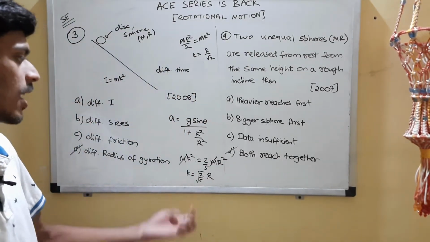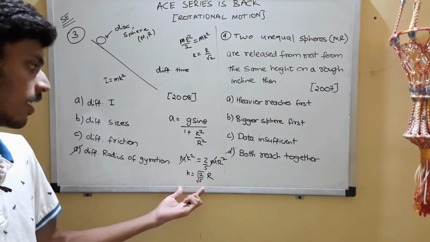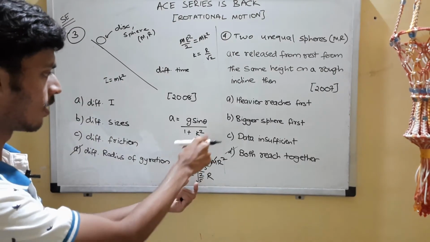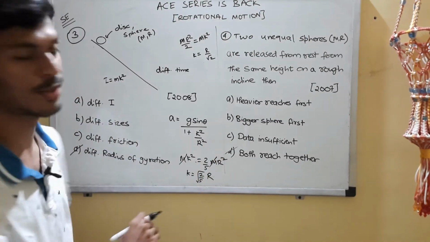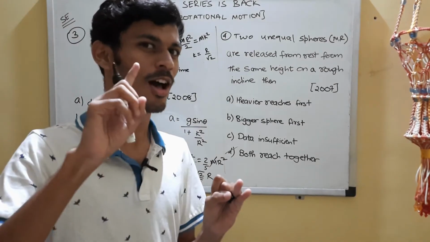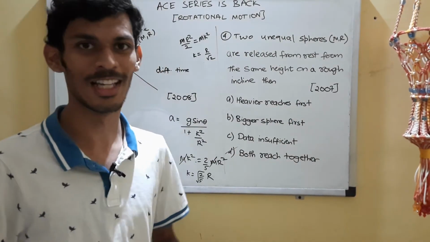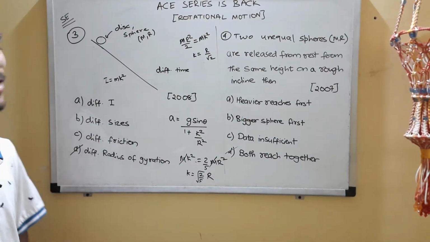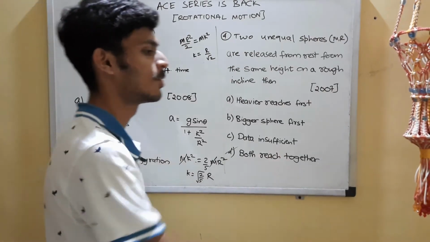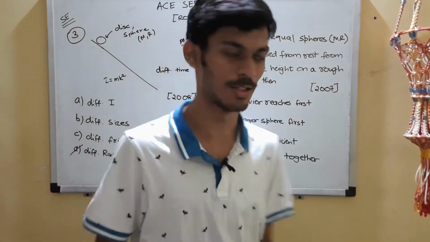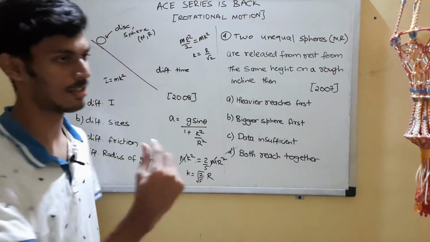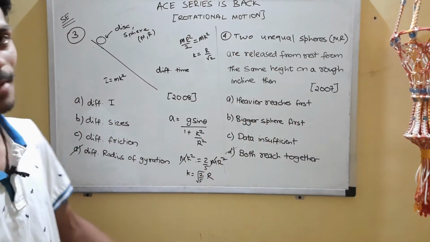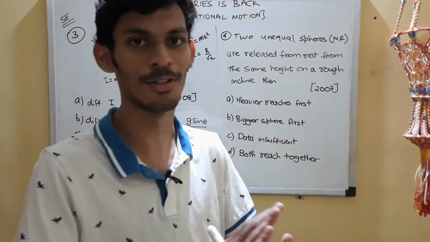Yeah, so this k value is the same for both, right? The r will get cancelled. When you square this, the r² and r² will get cancelled. So it does not depend on mass or the radius. It only depends on this factor of the radius of gyration. So both will reach together because they have the same factor of radius of gyration. I hope you were able to understand this. Rewind and watch it again if you were not able to.